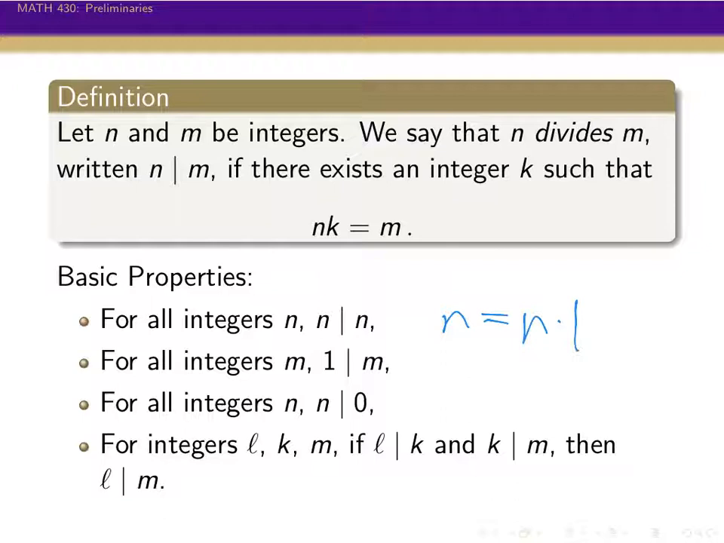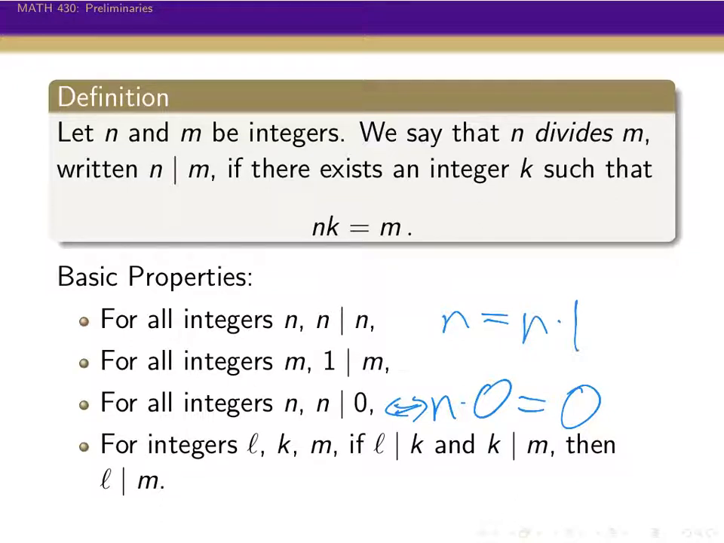One that people often forget, but is important: every integer divides 0. 0 does not divide any integer except for itself, but every integer divides 0, and that's just because if you take any integer and multiply it by 0, 0 is a perfectly good integer. What do you end up with? 0. And so that tells us that n has to divide 0.